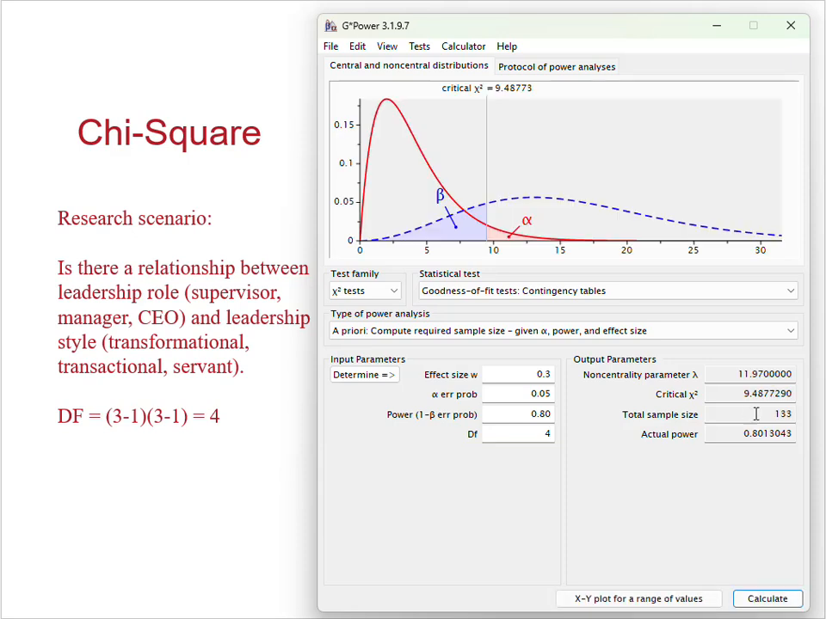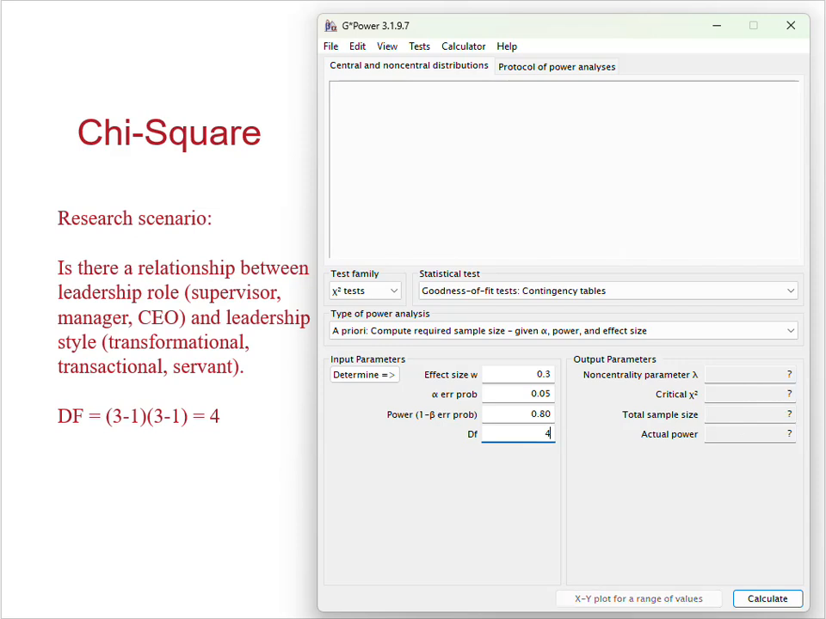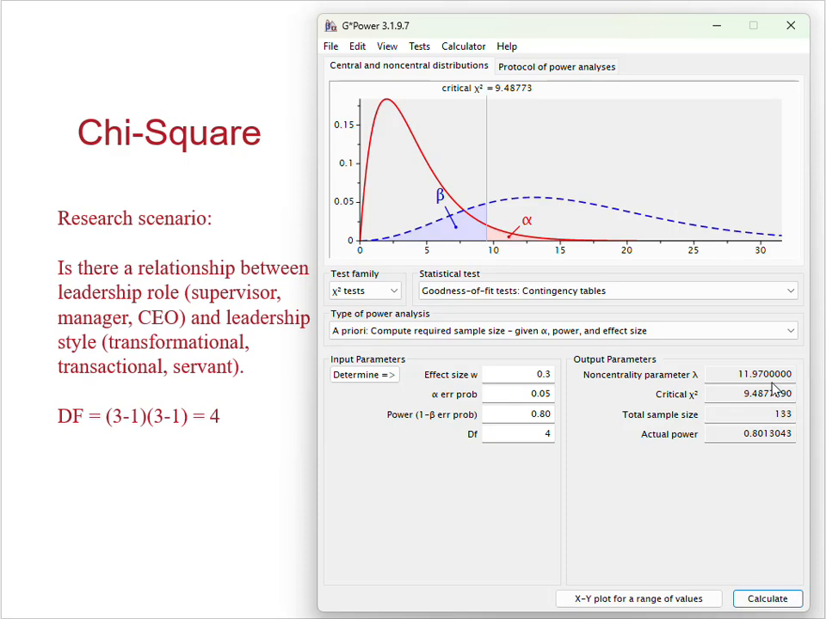So you can see that our total sample size is 133 for this particular research scenario. Now, if we, for example, remember we had 2 in that other scenario we kind of came up with, if we went to 2, you can see that's going to knock it down to 108. So that degrees of freedom, right, the higher the degrees of freedom, the higher your sample size. So take that back up to 4, which is what we needed, and it's 133.